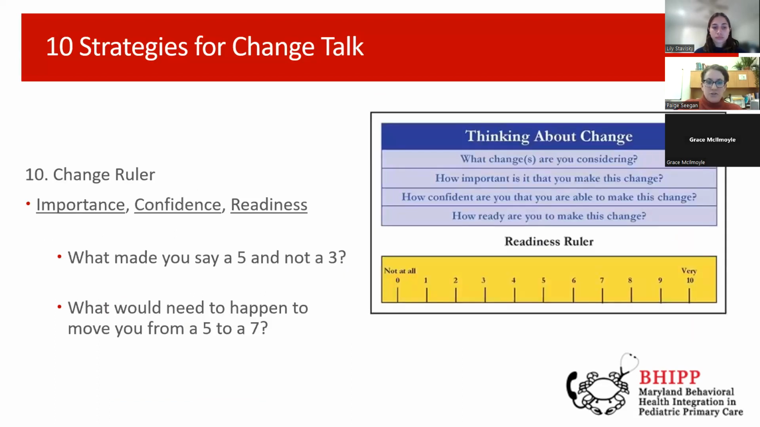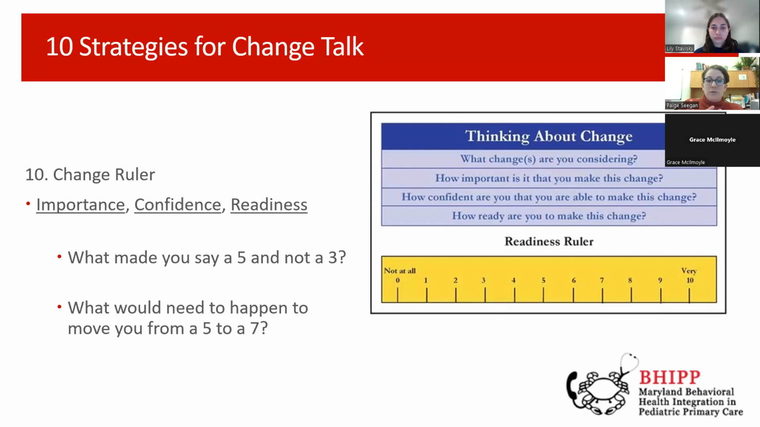Another strategy is a change ruler. I often use this in sessions where you want to gauge how important somebody finds this behavior change, how confident they feel in being able to make the change, and how ready they feel to make the change. I often ask them to rate it on a scale of 0 to 10. So 0 is not at all important, 10 is very important. And then let's say they give me a 5. I would say, what made you say a 5 and not a 3? Because 5 was pretty good.